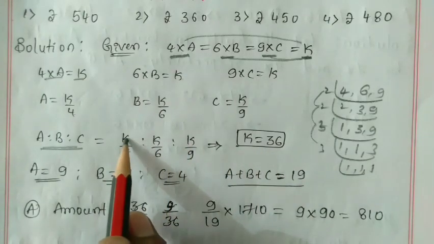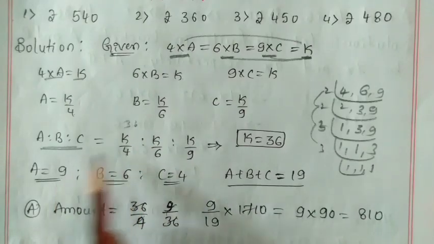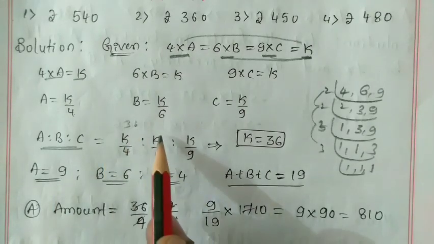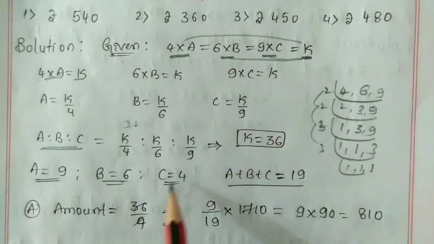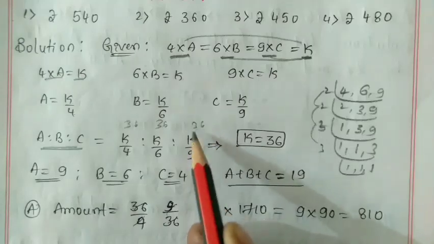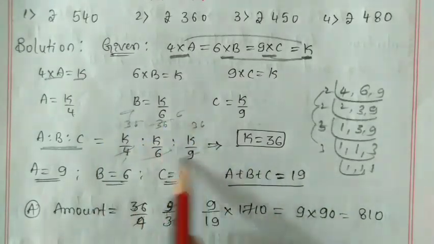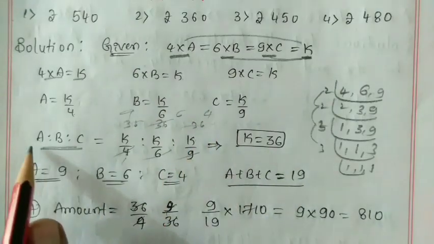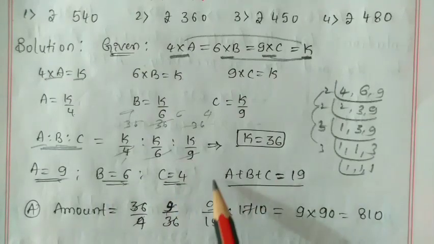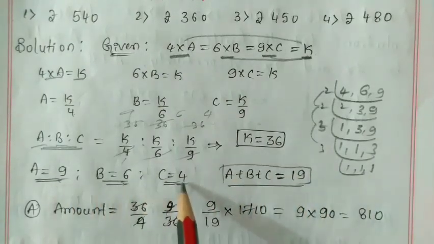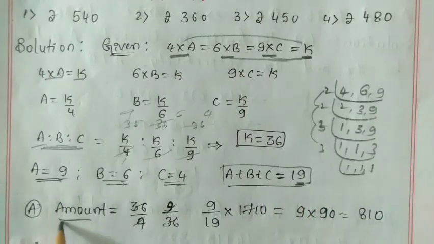Then you can substitute 36 in place of K. 36 by 4 gives 9, 36 by 6 gives 6, and 36 by 9 gives 4. Because 4 nines are 36, 6 sixes are 36, 9 fours are 36. So the A value is 9, the B value is 6 and the C value is 4. Then you can add A, B and C: A plus B plus C equals 19.